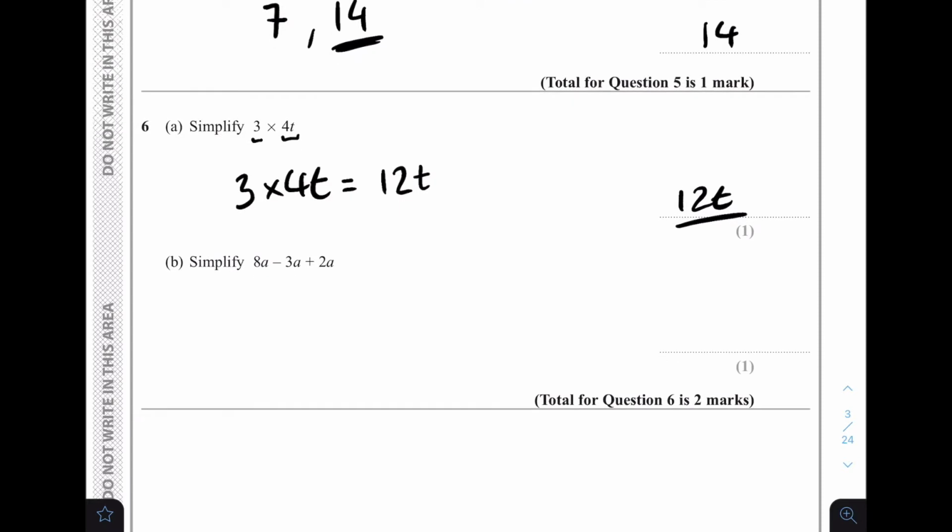Simplify 8a minus 3a plus 2a. So 8a minus 3a, so that's 5a. And then add 2a, which will give you 7a. And simply your answer here is 7a.